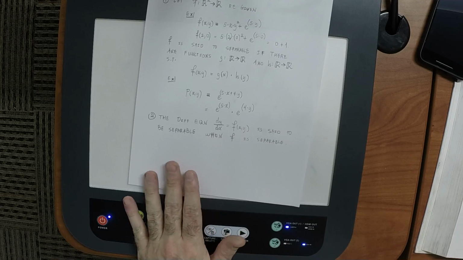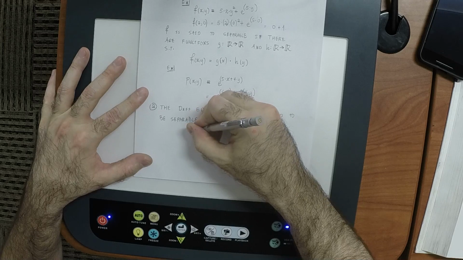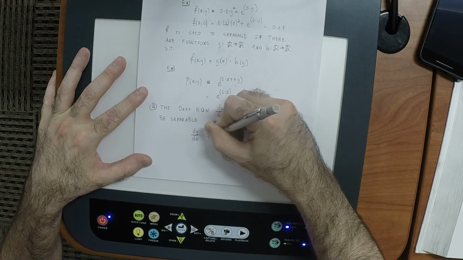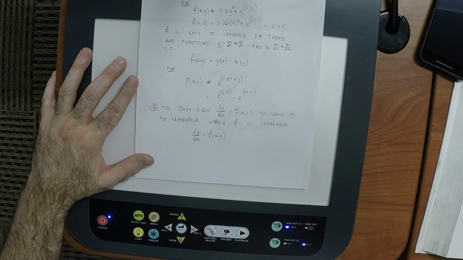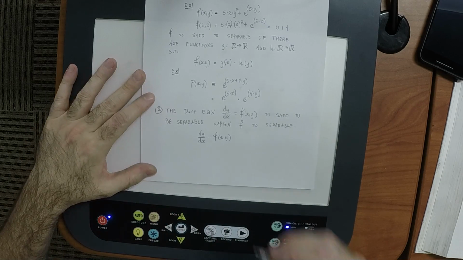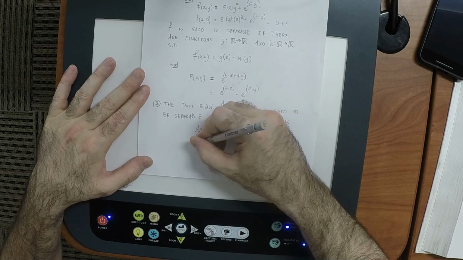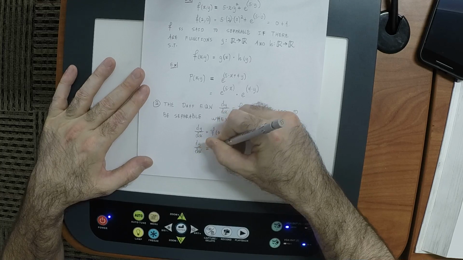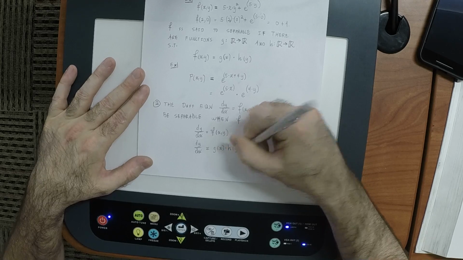Okay, so then an example, or really the whole thing, is that if we say that dy dx is f of x and y, since f is separable, there exist functions g and h such that we can say that this is g of x multiplied by h of y, like that, right?